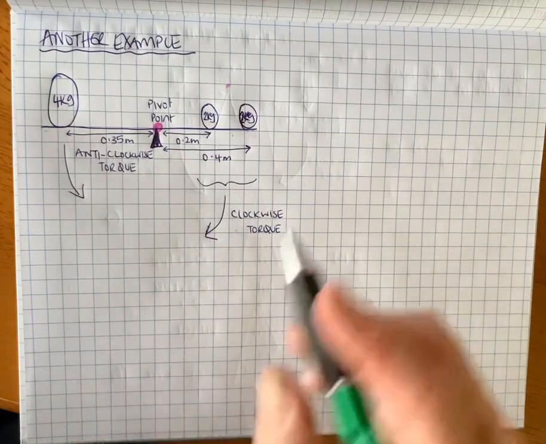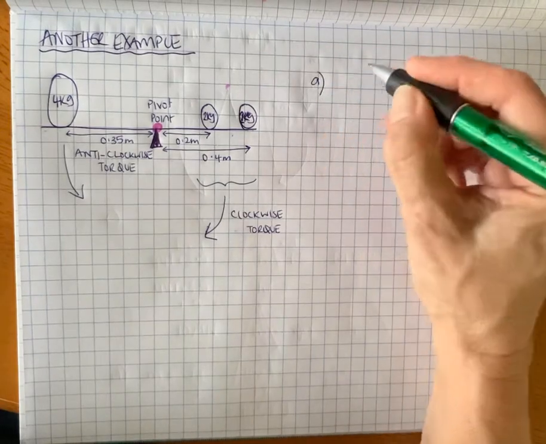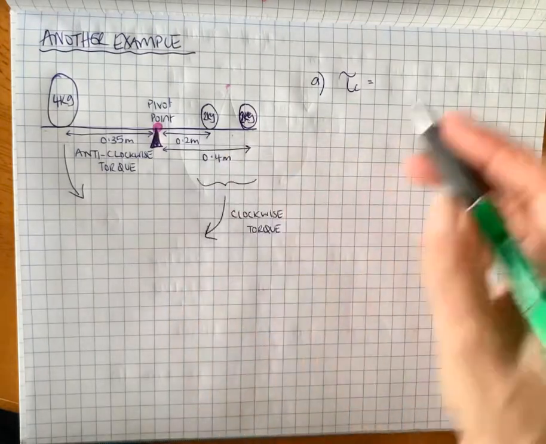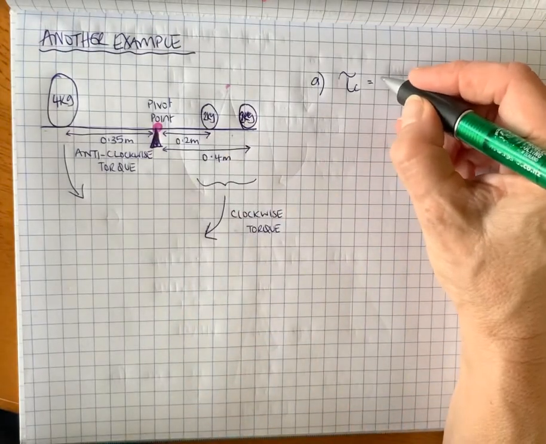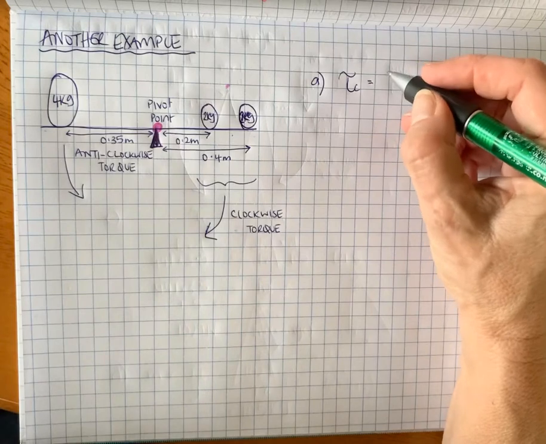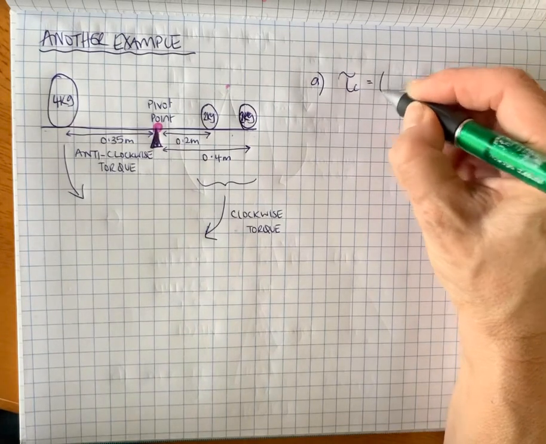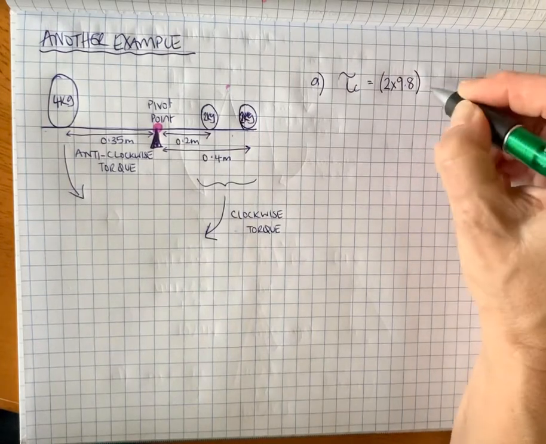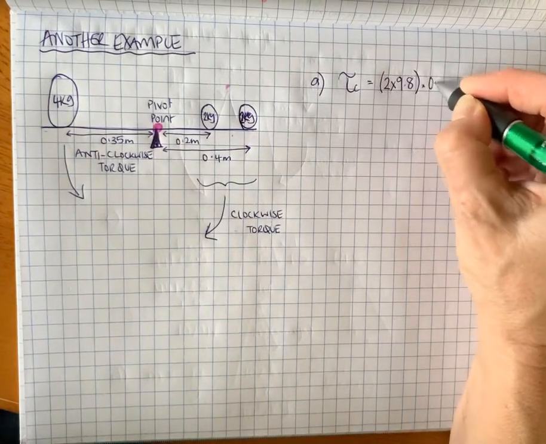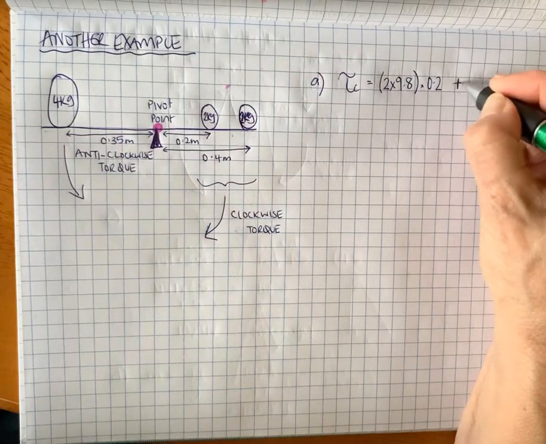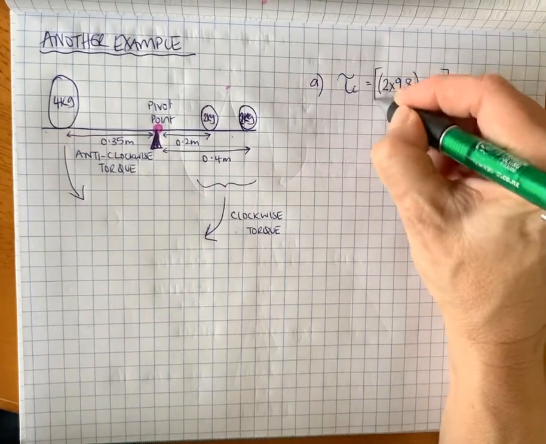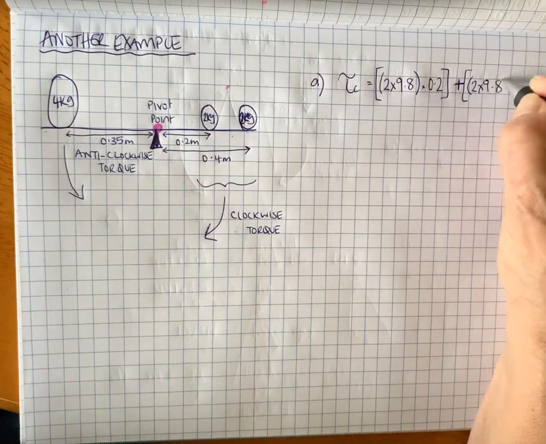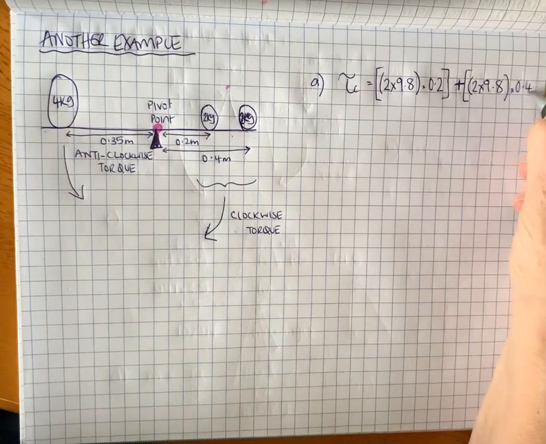Okay, so the first part is calculate the clockwise torque. So we've got to add two things together here. I'm going to do this one slightly differently because you might like to do it this way. It would be 2 times 9.8, that gives you the weight force, times 0.2 metres, plus, I'm going to put all that in a bracket like that, plus, again, 2 times 9.8, but this time we have to multiply that by 0.4.